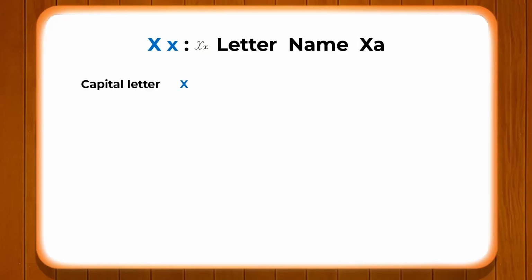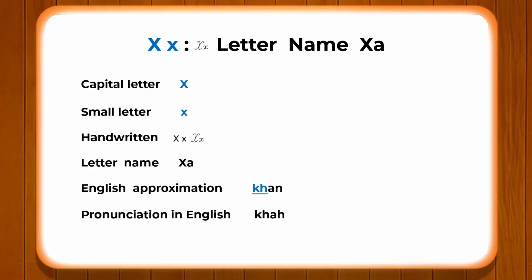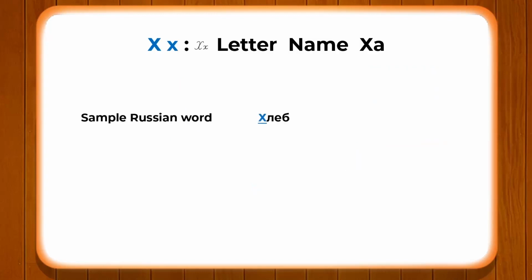So this letter, as you can see, is known as letter Kha. As we have used an English example so that you can understand the sound properly, it is as in Khan, Khan. And with the help of a sample Russian word, we can also learn this particular sound of the Russian letter, as in khleb, which means bread. So these are certain sounds which you need to pay more attention to understand clearly.